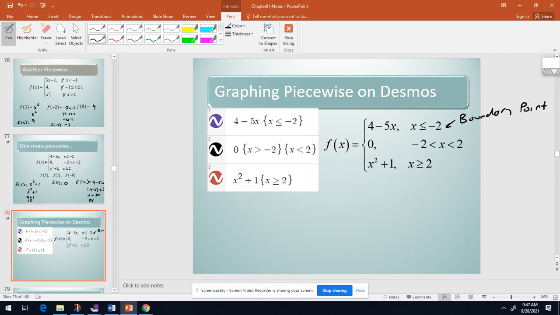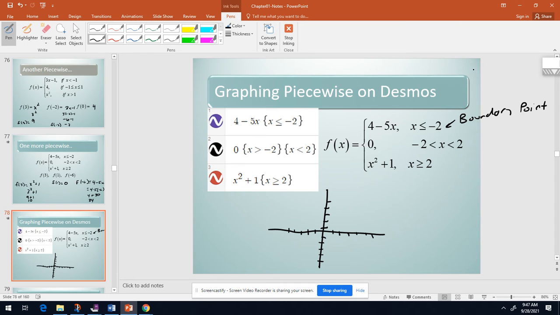Why is it a boundary? Because it's at -2, and any number less than -2 is to the left. So I'm going to graph these points based on my boundary points. And I'm going to show you how to do it in Desmos and the graphing calculator as well.